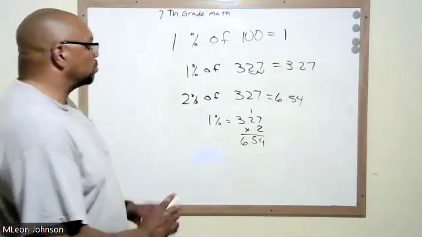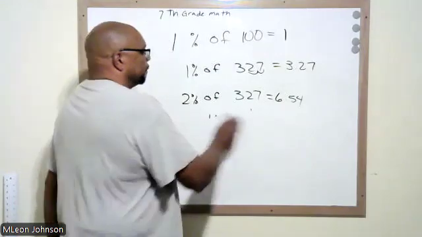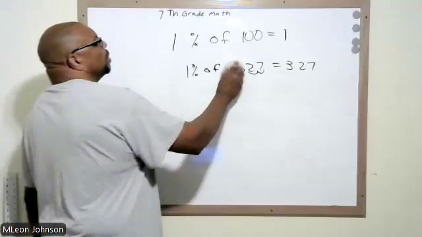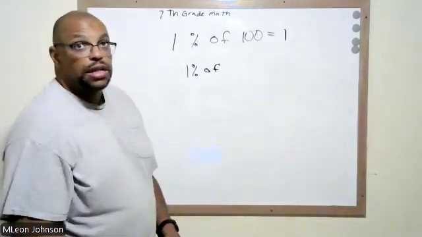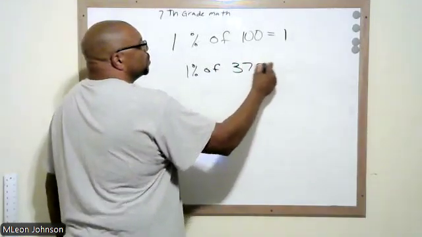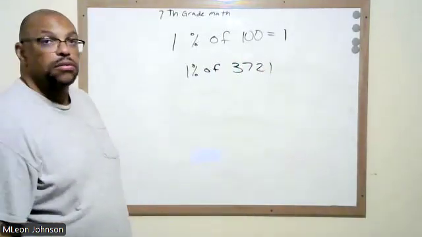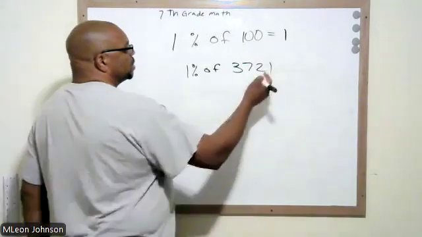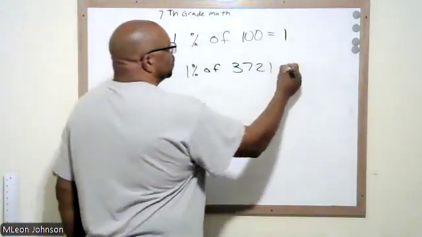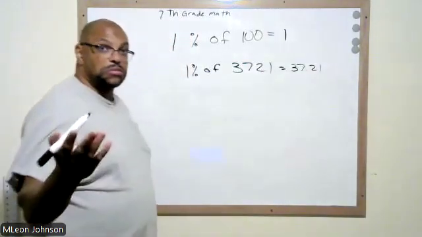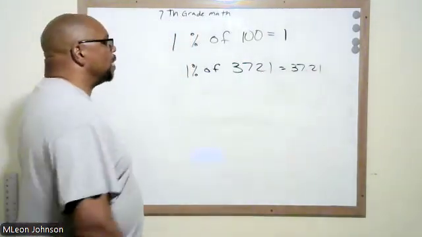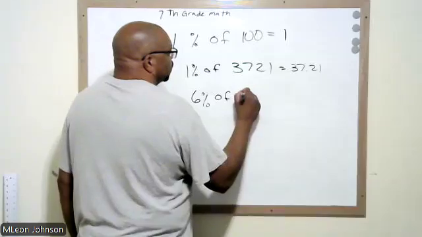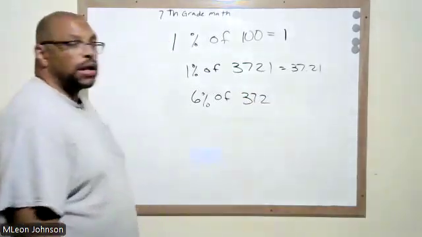All right, so let's go ahead and try a couple more. If I gave you 1% of 3721, let's see if you can figure that out. I'll give you a second. Okay, it's quite simple. I know 1% of this is going to equal 37.21. Simple, right? But what if I wanted 6% of 372? What would I need to do for that?